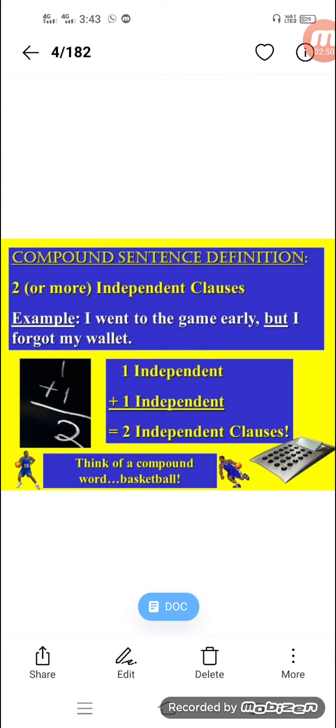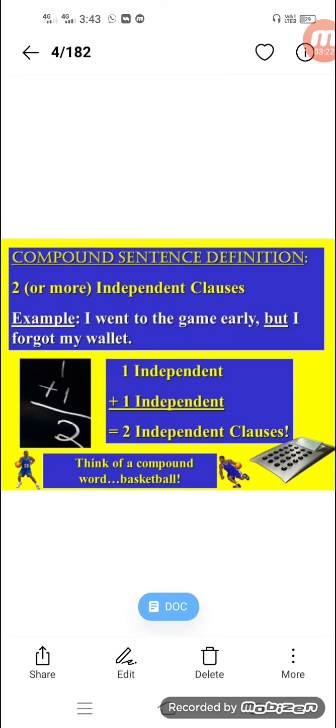We can see here: I went to the game early, but I forgot my wallet. Here we can say there are two sentences. Here the coordinating conjunction is but. This but can combine two sentences, right? Since it can combine two sentences, we can call but a coordinating conjunction, right?